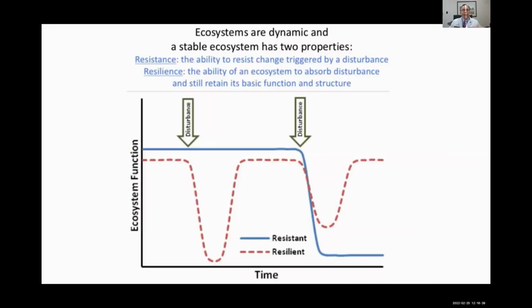Well, the ecosystems are dynamic and have a stable ecosystem with two properties. First, resistance, the ability to resist change triggered by a disturbance. Resilience, the ability of an ecosystem to absorb disturbances and still retain its basic function and structure. As you can see here over our lifetime, disturbances, perturbances, mediators, perpetuators that can be affecting and disturbing our microbiome can lead to what's called dysbiosis again, and decreased health and chronic medical conditions.